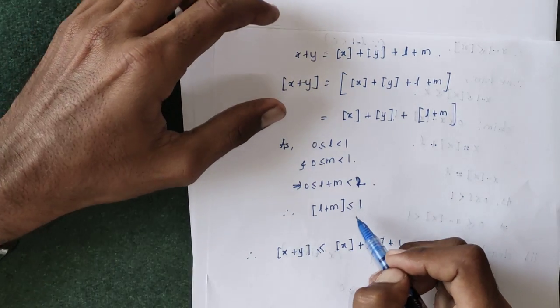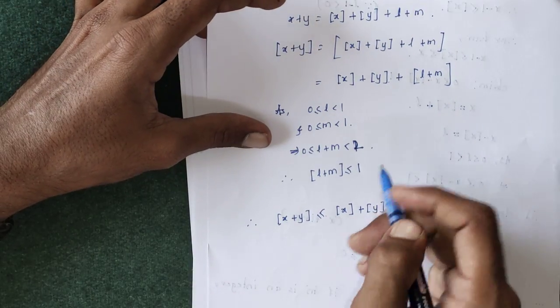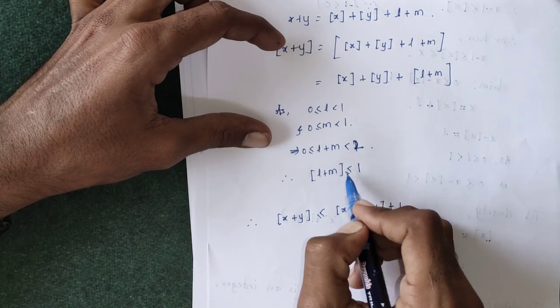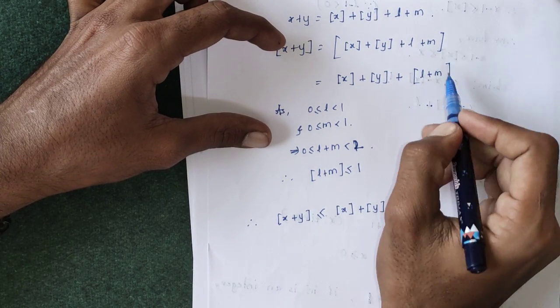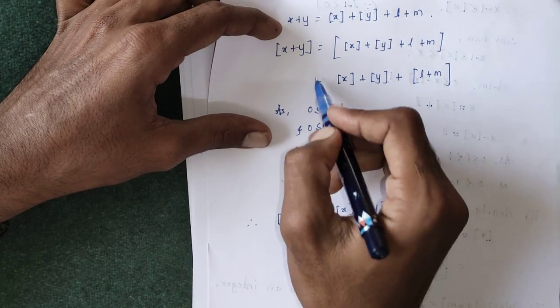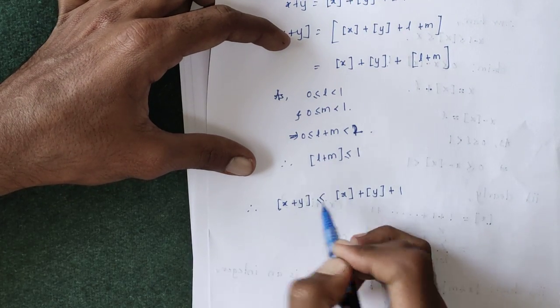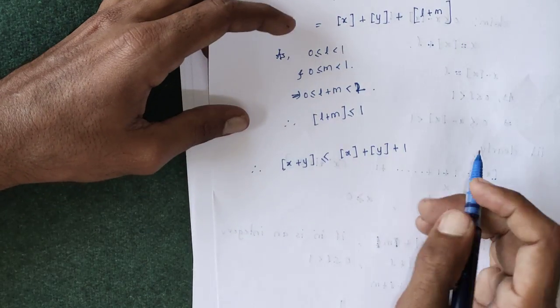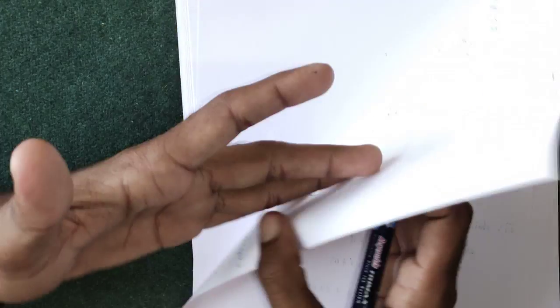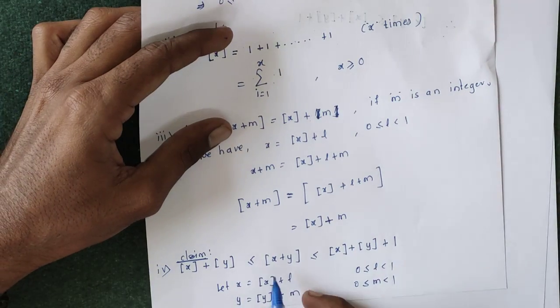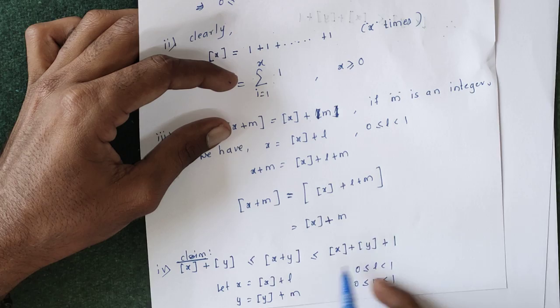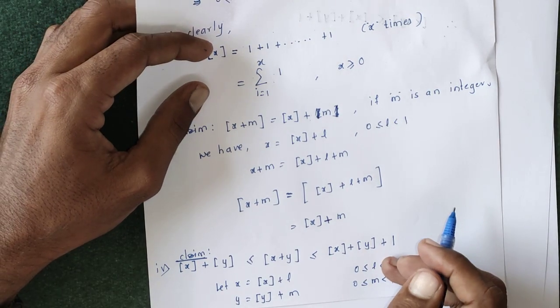So, this integral part is less than or equal to 1. Instead of the integral part, you take less than or equal to 1, so this inequality becomes this. This is the right hand side of our claim, that the integral part of x plus y is less than or equal to this. So, this right hand side is proved.